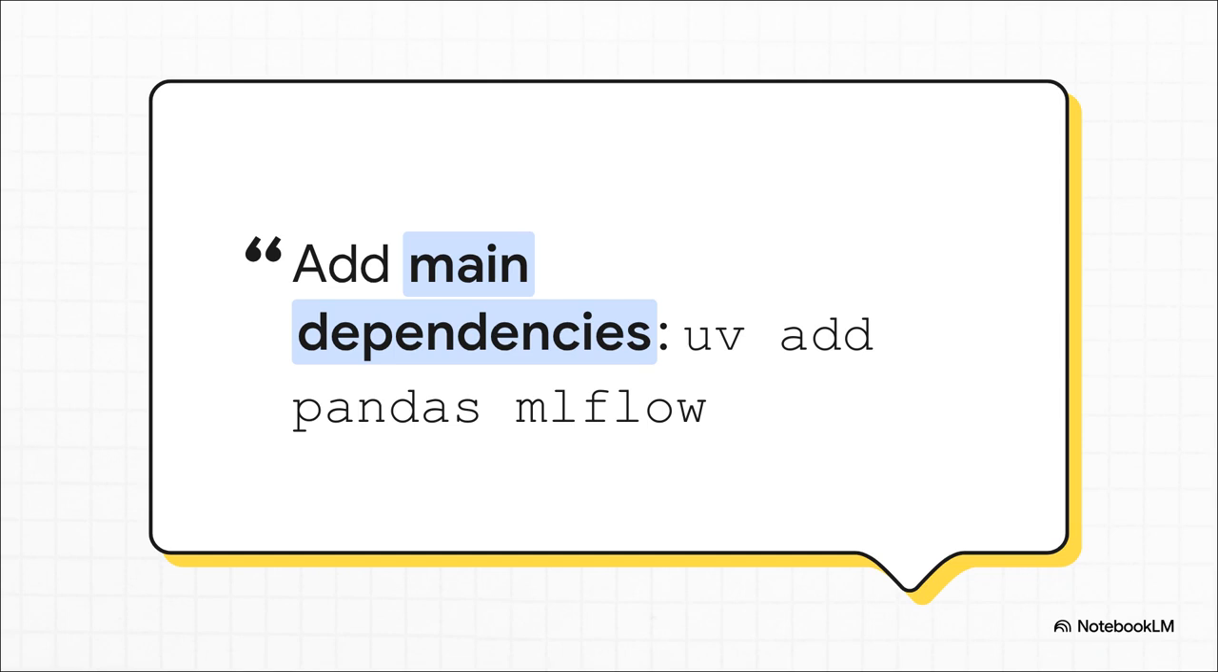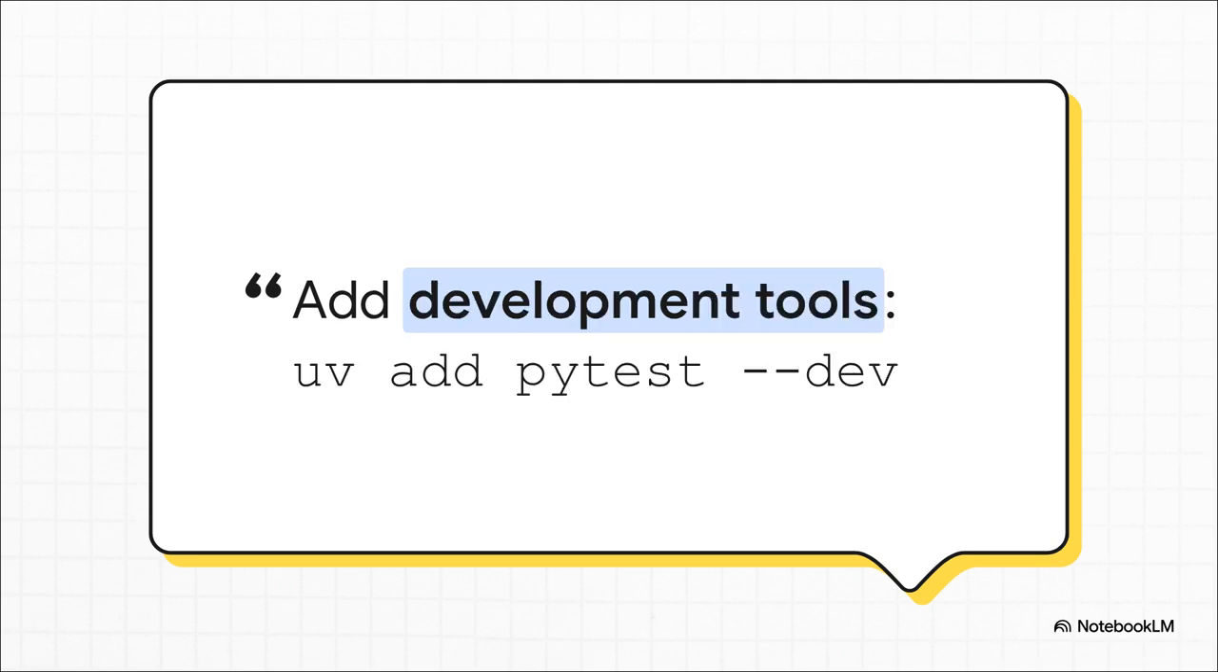So if your machine learning app needs pandas to handle data and MLflow to track experiments, you just run this one command. UV automatically updates your pyproject.toml and makes sure everything's in sync. It's that easy. And when you need to add your testing framework, it's the same simple command. You just tack on that dev flag. This basically tells UV, hey, I need this tool to work on my project, but don't you dare bundle it up when we ship to production. It's just a really elegant way to keep things organized.